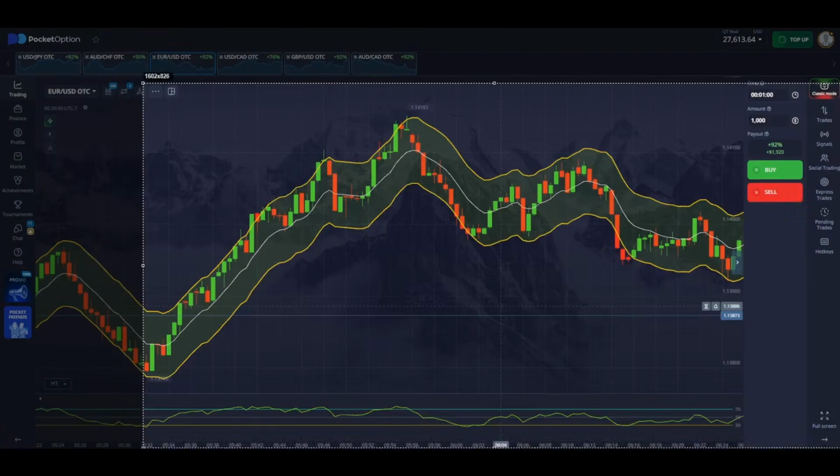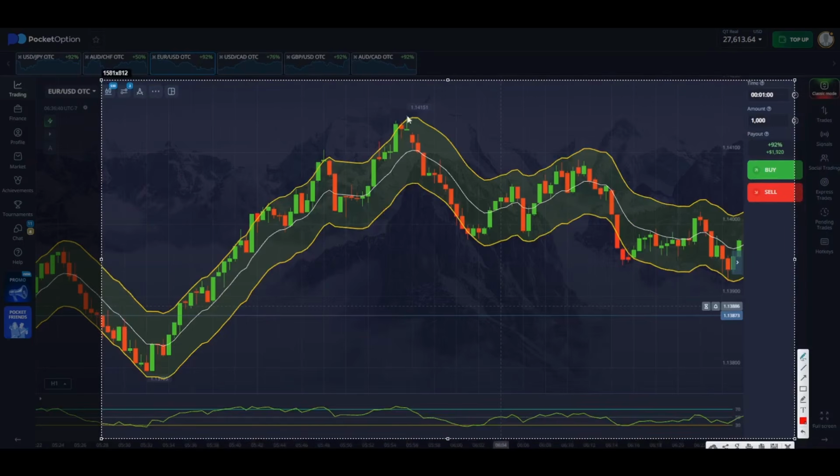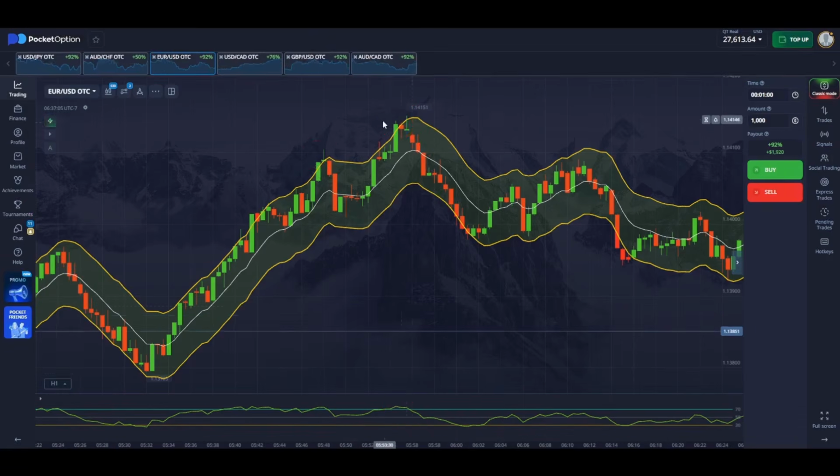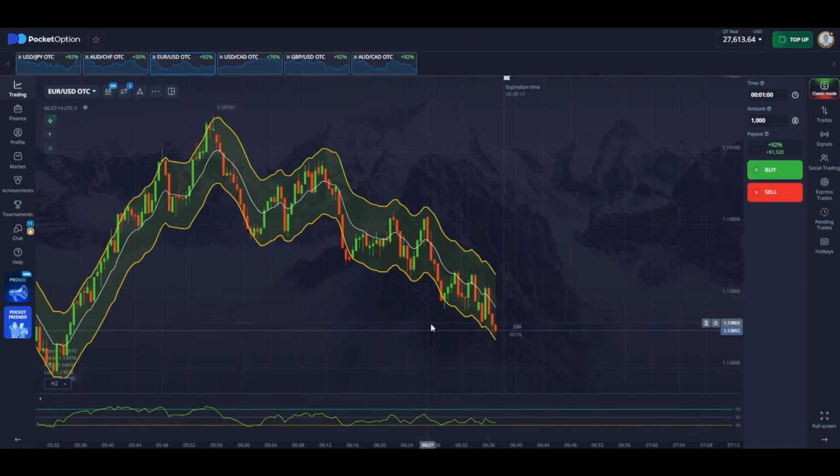Here we see two good examples. This one here and this one here. We see that the price touched the upper envelopes line. We look at the RSI indicator and the value was even above 70. This means that at some point the market was overbought, and from there we opened a sell trade. So when the price goes above or approaches the upper envelopes line, we check the RSI indicator. If the value is around 70 or above 70, we open a sell trade.